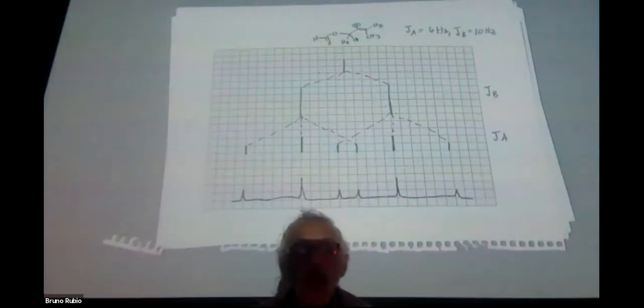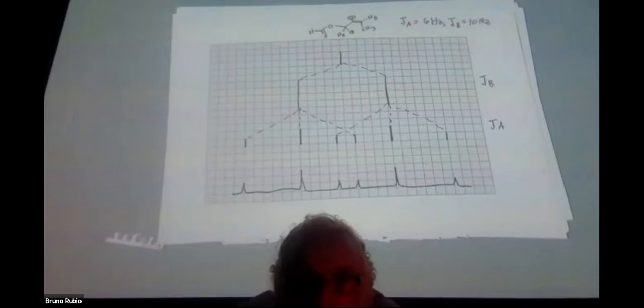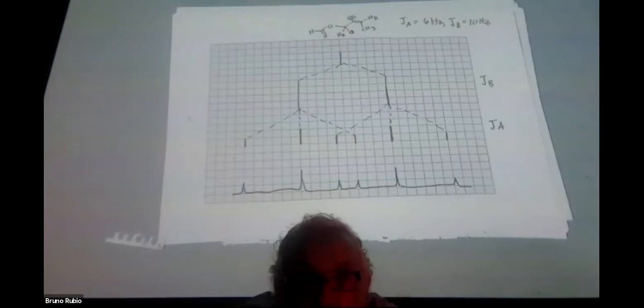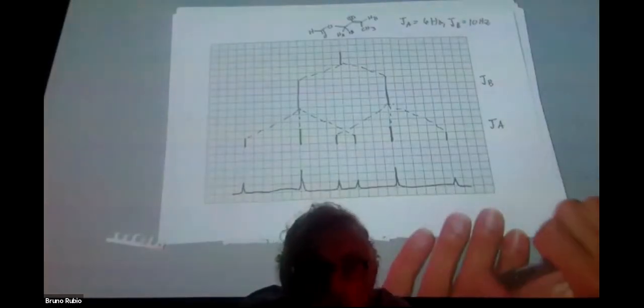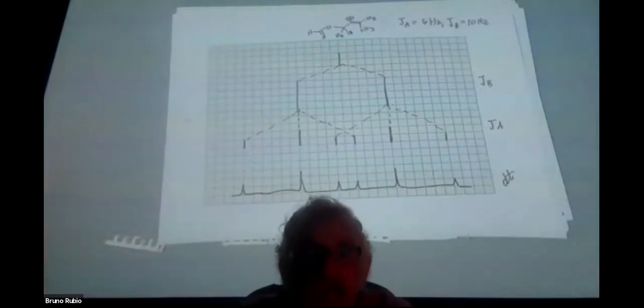So what do you think we would call this? Would we call this a doublet of triplets or a triplet of doublets? What does it look like to you, if anything? Is it a doublet of doublets, or is it a doublet of triplets or a triplet of doublets? Oh, it's a doublet of triplets. That's what we would call it. A doublet of triplets.